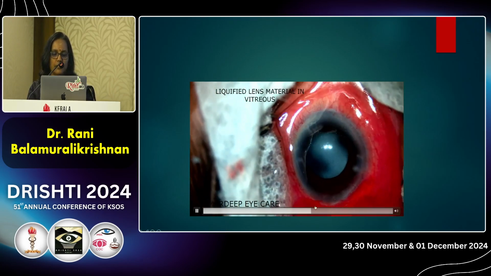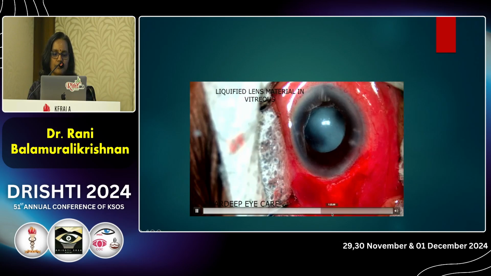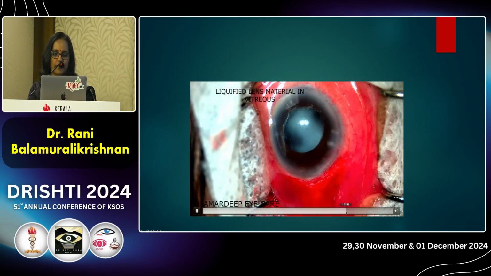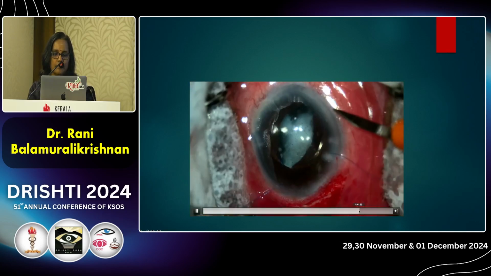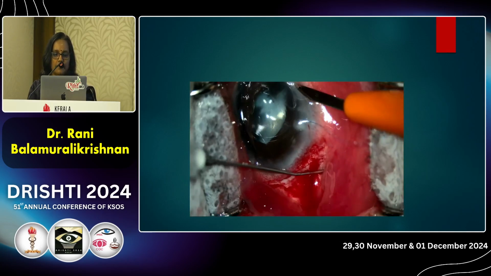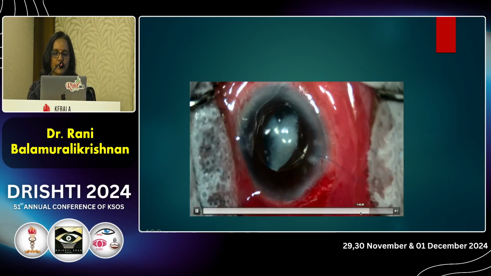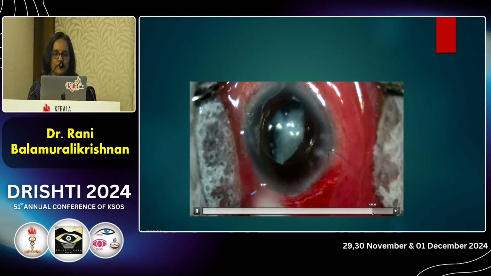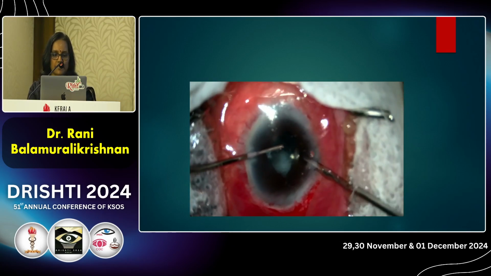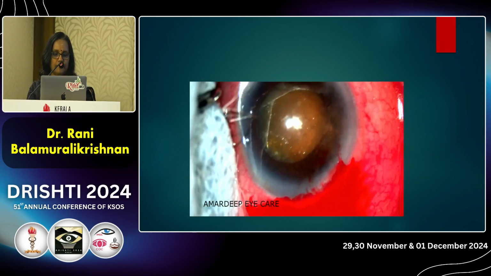So once you put the IOL and suture it into the iris, then with the help of an anterior vitrectomy, you can make a posterior capsulotomy and remove the lens matter along with the vitreous, using the vitreous cutter.